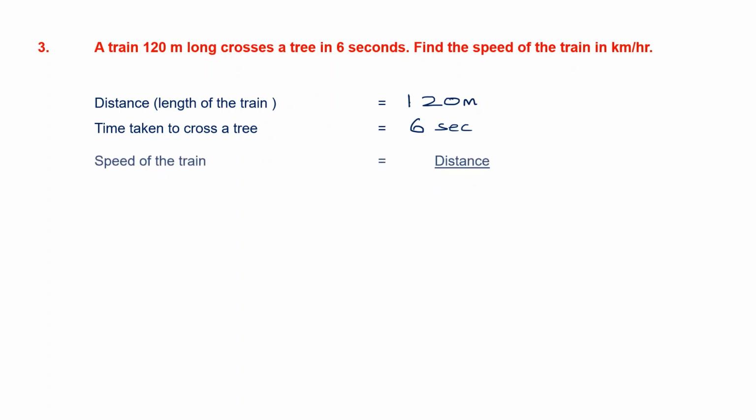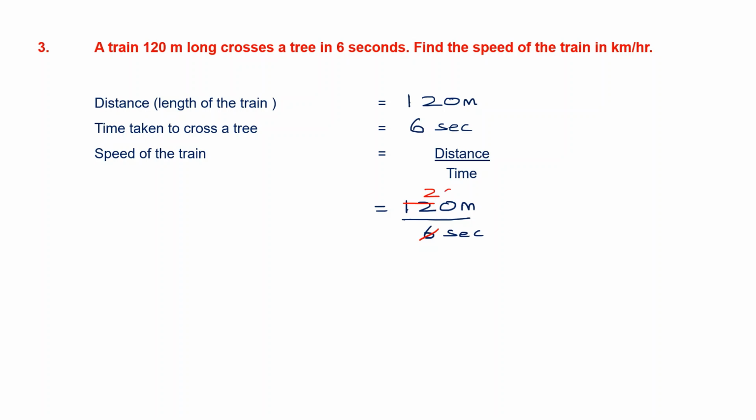Now we need to find the speed of the train, and the formula is speed is distance by time. So we have distance, which is 120 meters. Time is 6 seconds. Now let's cancel what we can here. 6 2s are 12. So 6 into 20 is 120. So here we have 20 meters per second. This is the speed of the train in meters per second, but our question says convert it to kilometers per hour. So 20 meters per second, when you convert into kilometers per hour, you multiply by 18 by 5.